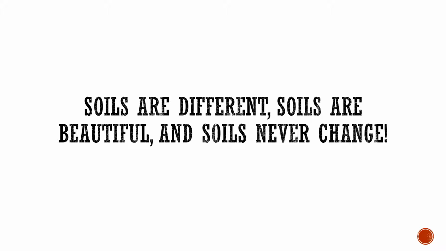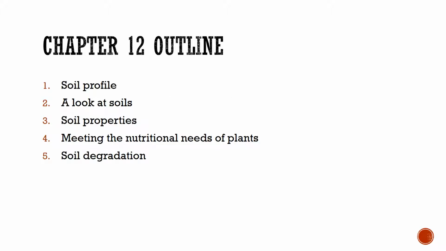This lecture is going to be very broad, but we're going to break it down into smaller pieces in class this week. Here's our outline. We're going to look at 5 major things. We'll look at the profile of soils. We're going to look at how soils are combined and what the components of those soils are. We'll look at properties, nutritional needs, and degradation of soils.